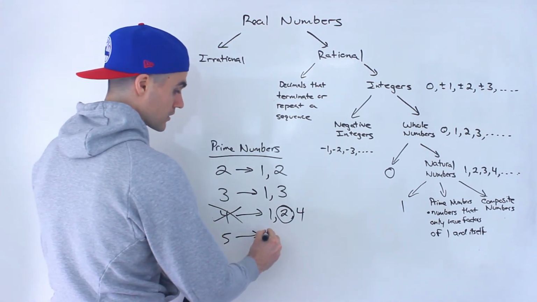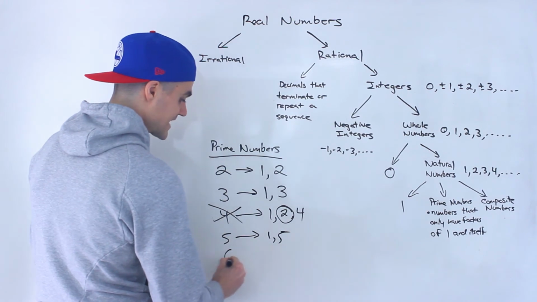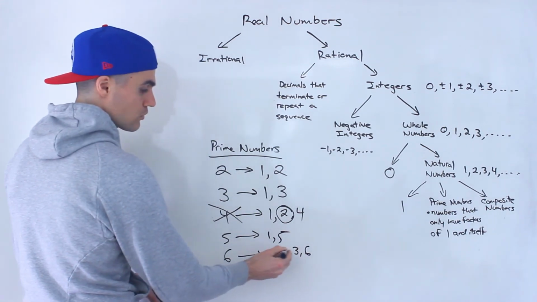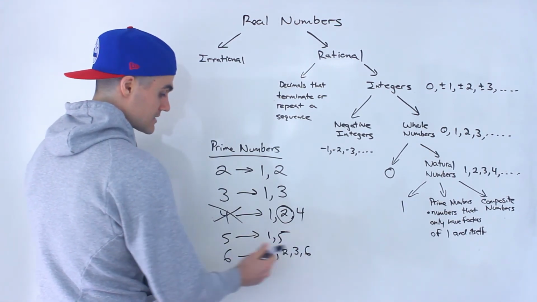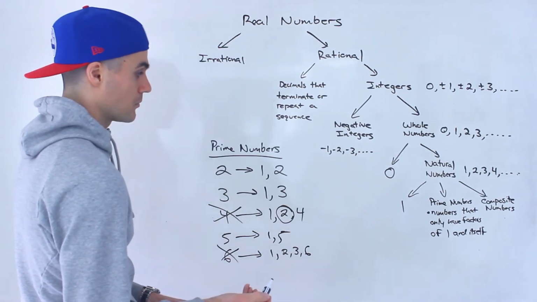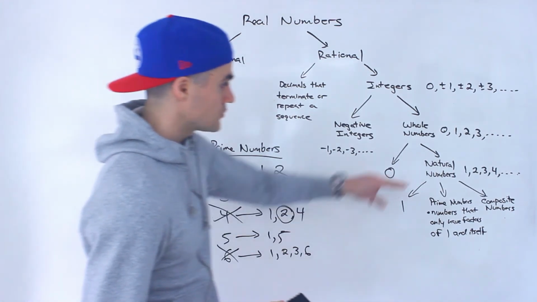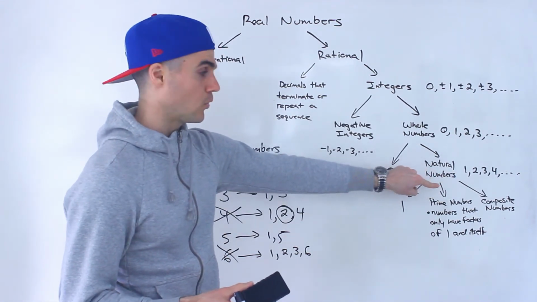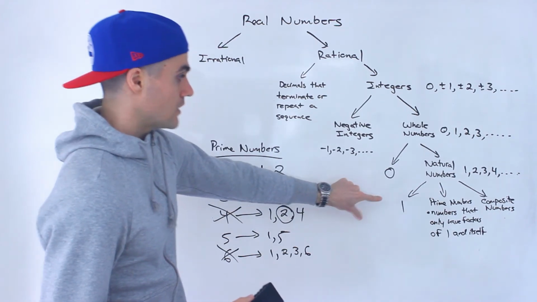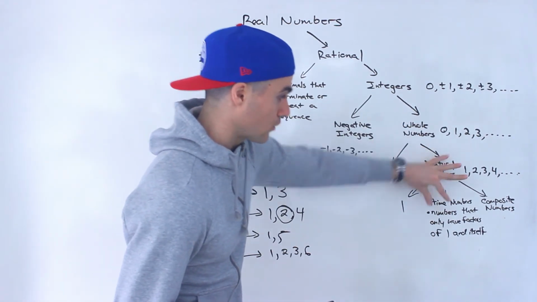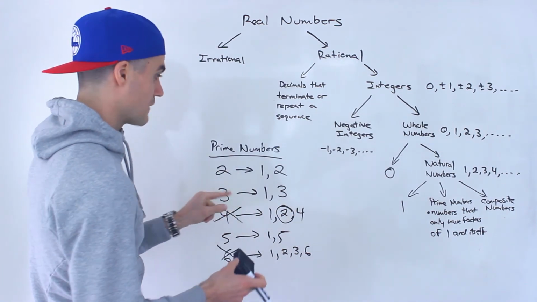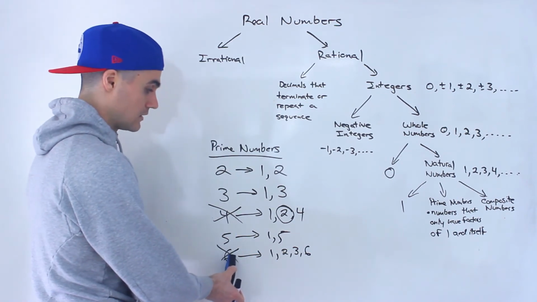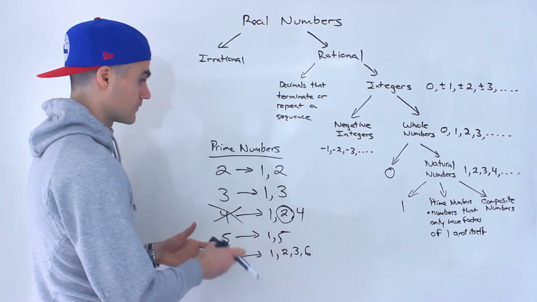5 would be a prime number because the only factors are 1 and 5. 6 has 1, 2, 3, and 6. So the 2 and 3, those are factors other than 1 and itself. So 6 wouldn't be a prime number. Right? So natural numbers, either 1, which isn't a prime number or a composite number, or they're prime numbers, numbers that only have factors of 1 and itself. So 2, 3, 5. The next one would be 7. The one after that would be 11.